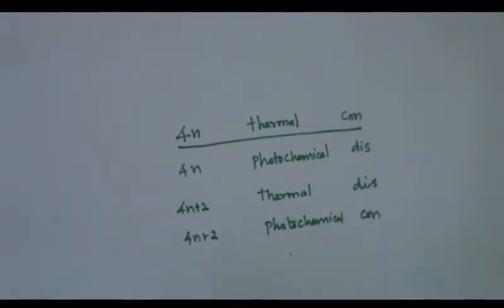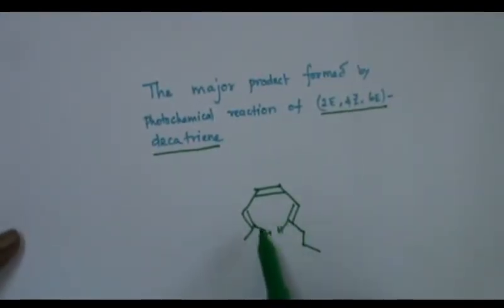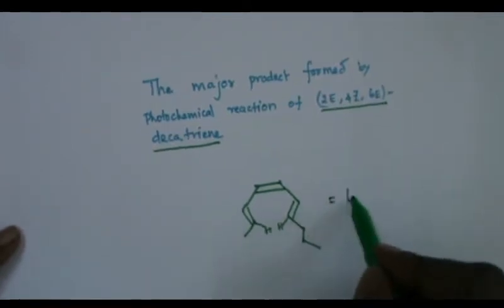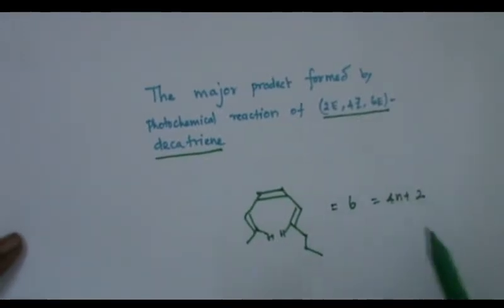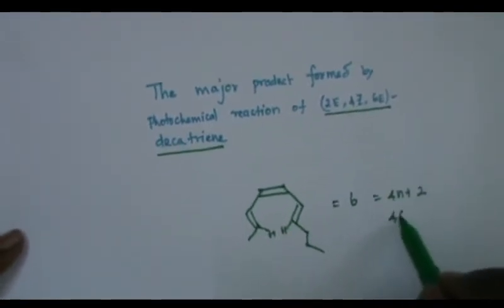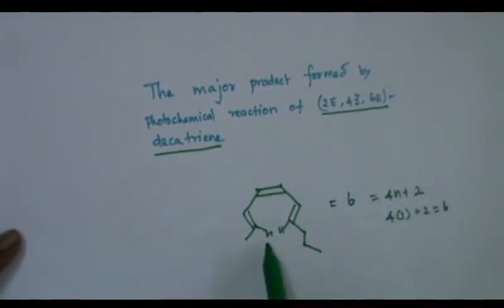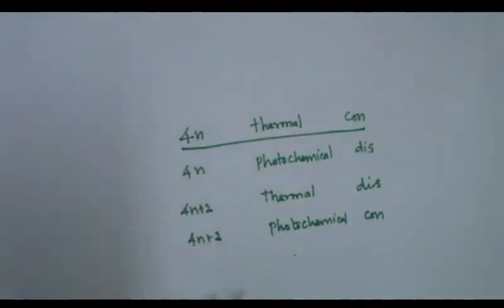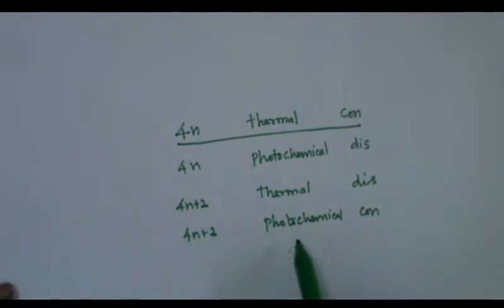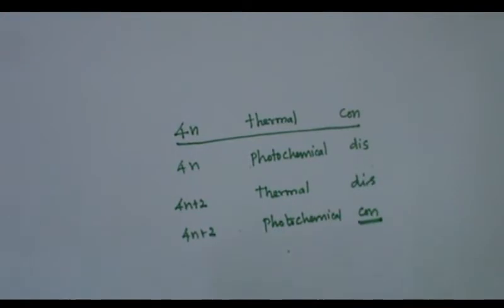Now our compound, the number of electrons involved, it is 6. So that is 4N plus 2 system. N it is 1. So it is 4N plus 2 system and the condition is photochemical. So 4N plus 2 under photochemical condition it undergoes conrotatory. Now I take the compound.